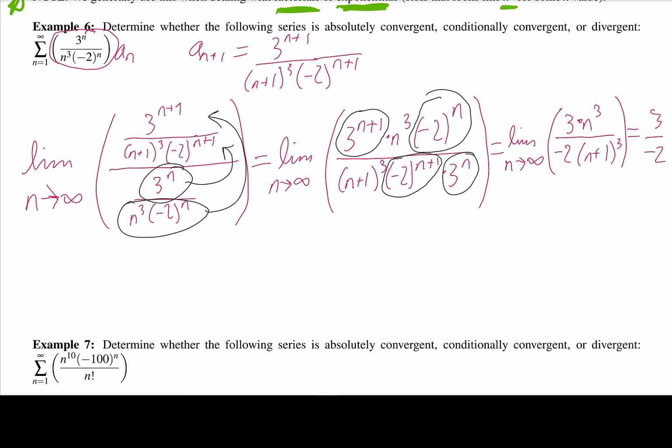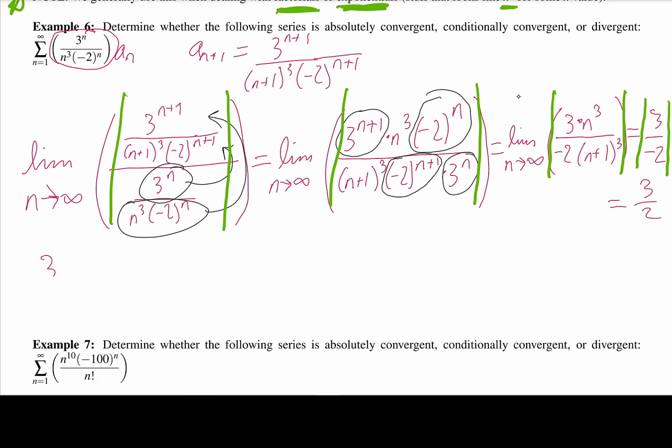So now I'll put my absolute values in. Right, so absolute value, absolute value, absolute value, and then we need to take an absolute value of this. So for our answer for this limit, that gives us 3/2.